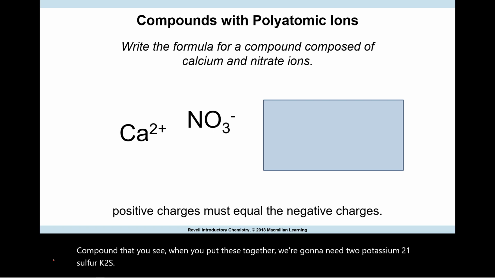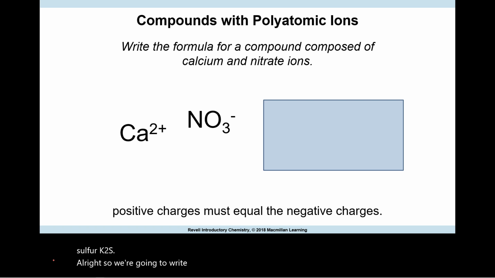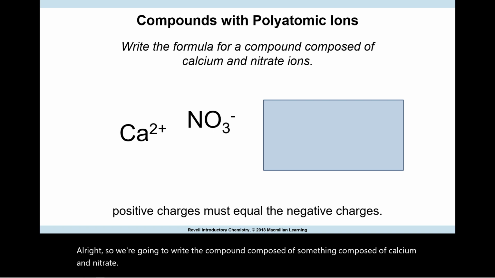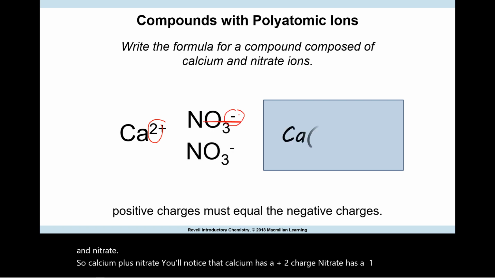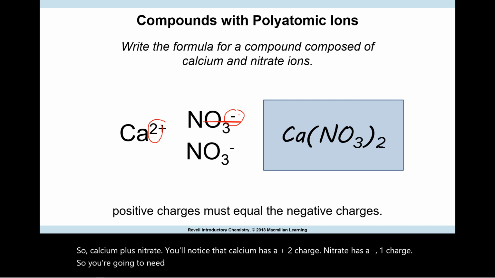Right? So we're going to write the compound of something composed of calcium and nitrate. Okay? So calcium plus nitrate, you'll notice that calcium has a +2 charge, nitrate has a -1 charge. So you're going to need 2 nitrates in order to balance out with 1 calcium. You'll end up with calcium nitrate.